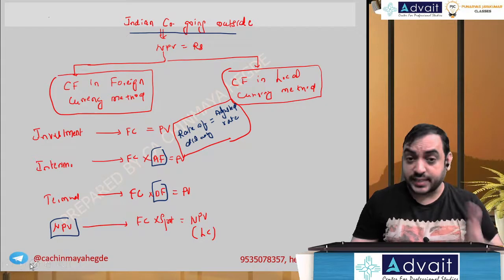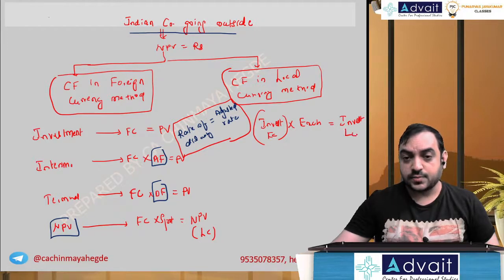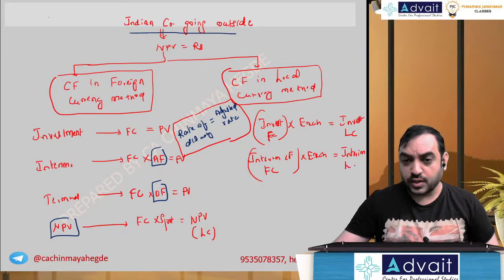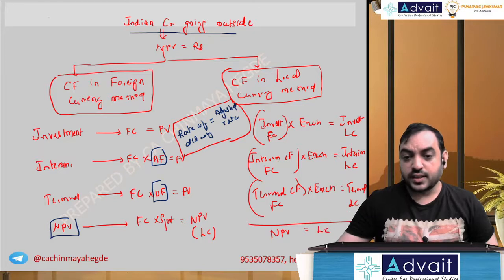Okay. Now, second method, NPV in local currency, everything will be converted. We have investment in foreign currency, you apply exchange rates, and you get investment in local currency. You have an interim cash flow in foreign currency multiplied by exchange rates, you get the interim cash flow in local currency. Terminal cash flow in foreign currency multiplied by exchange rates, you get terminal cash flow in local currency. Then you finally get NPV directly, NPV in local currency.